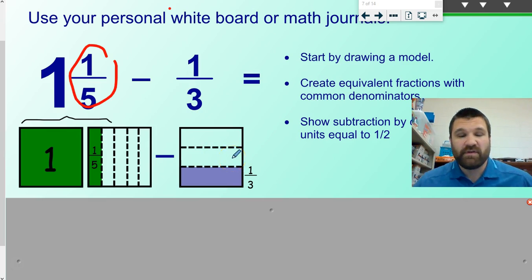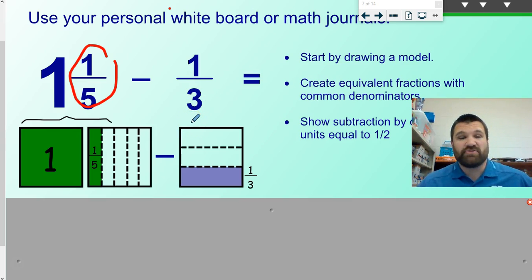So what I'd like you to do is pause it, and I want you to show me what these would look like as equivalent fractions. Go. Okay, so you should have done that.